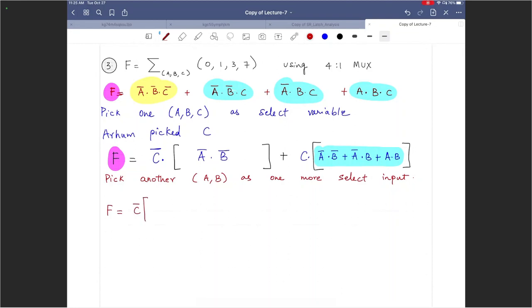Inside C complement, if I pick A complement, I'm doing this. And then for C again, maybe color coding will work. I'm picking the same variable, A, again.